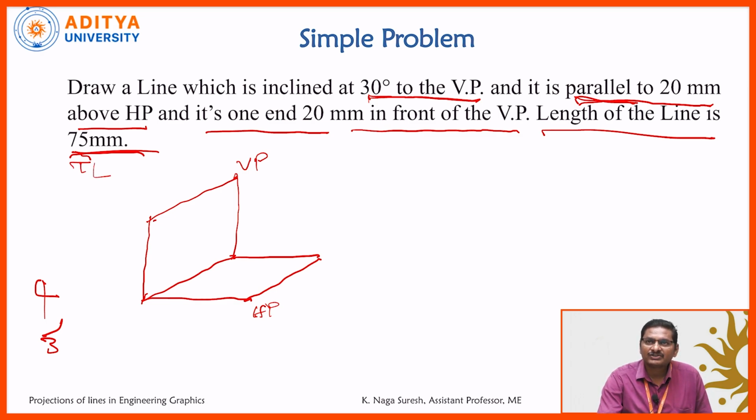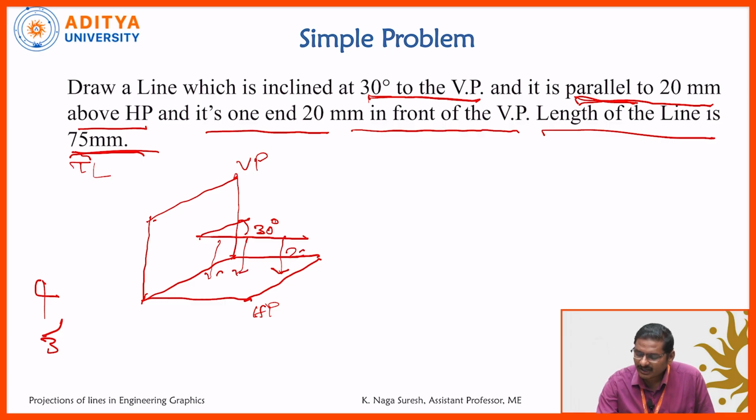So it is at 30 degrees to VP; from the VP it has some inclination. This is 30 degrees. And it is parallel to HP. So what is the height? This is 20 mm, parallel to HP. The line is named A and B, and one end of the line is 20 mm in front of VP. This is the condition.